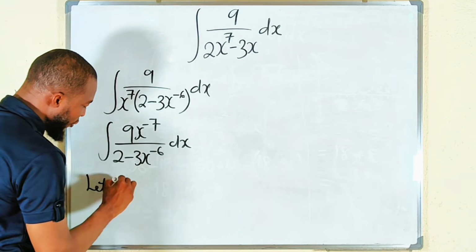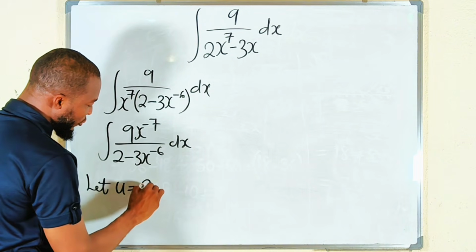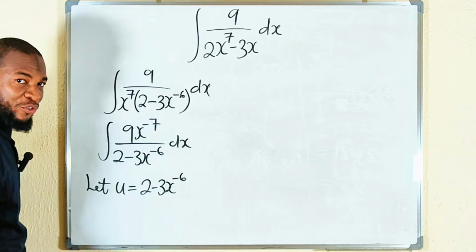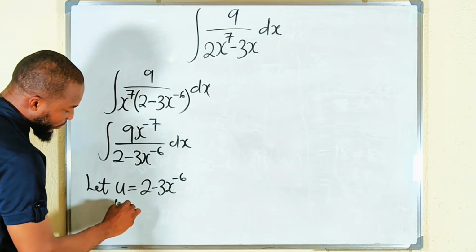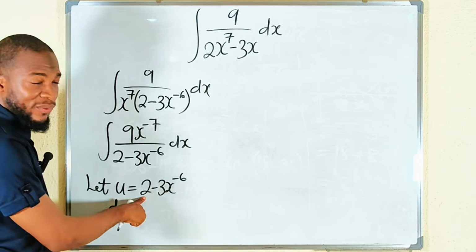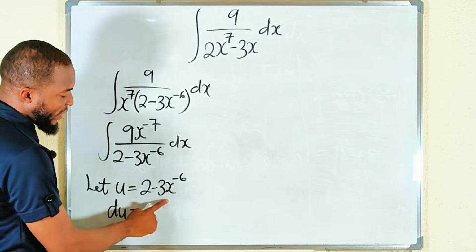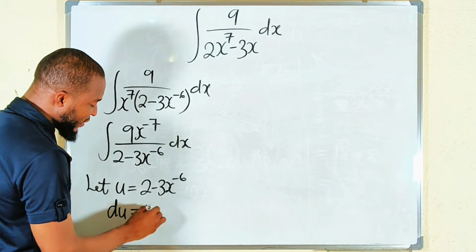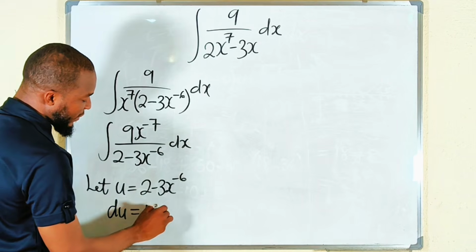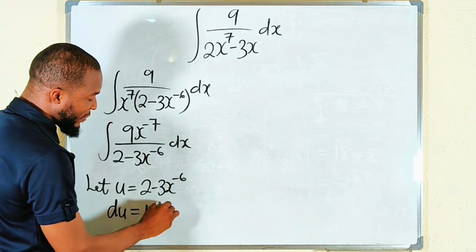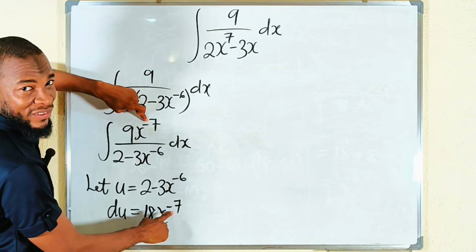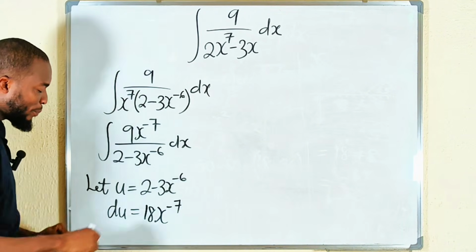Let u be equal to the denominator, 2 minus 3x to the negative 6. Differentiate both sides. du is equal to the derivative of constant is 0. If you differentiate this, negative 6 will multiply negative 3, you have positive 18. Then x, you subtract 1, you have negative 7. So this negative 7 will always correspond to this negative 7, the powers there.